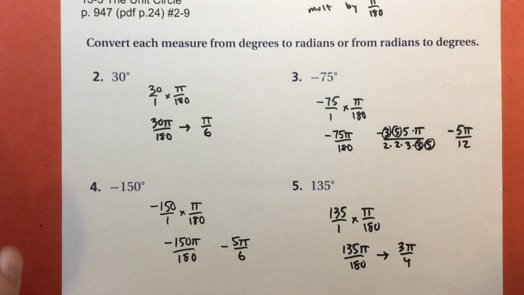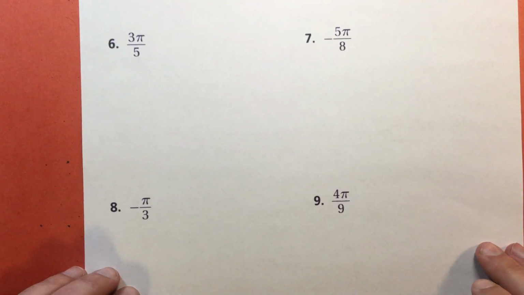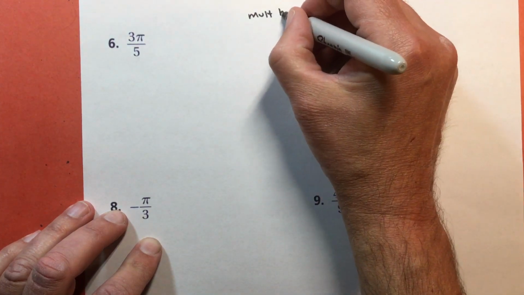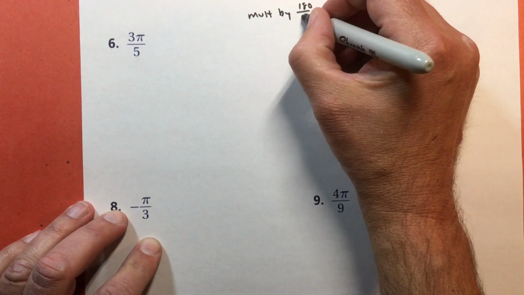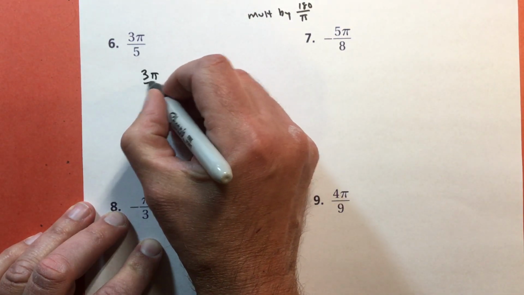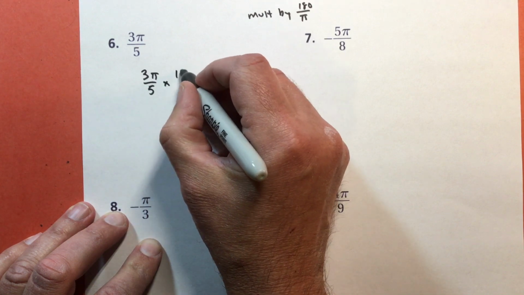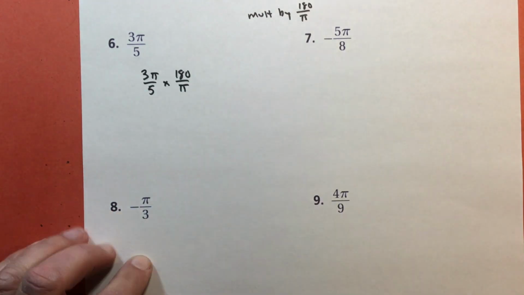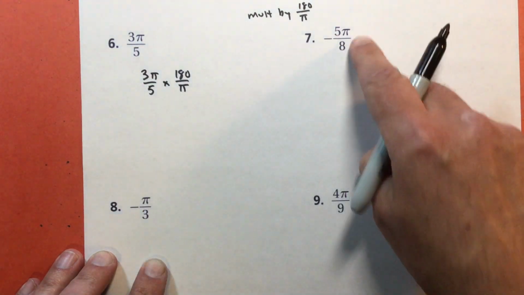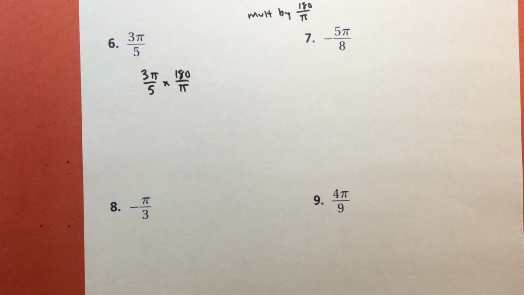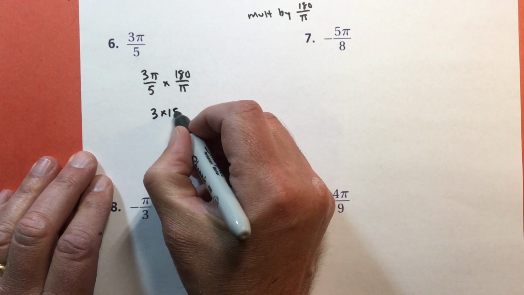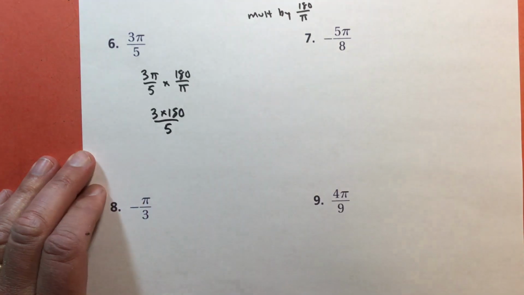Now let's switch and go from radians to degrees. To do that, we are going to multiply by 180 over pi, which is the reciprocal of what we just did. So I've got 3 pi over 5 times 180 over pi. Now, seeing how in my fraction pi is in the denominator, each time I have pi in the numerator, those are going to reduce. So the pi is going to be eliminated. I get 3 times 180 divided by 5.